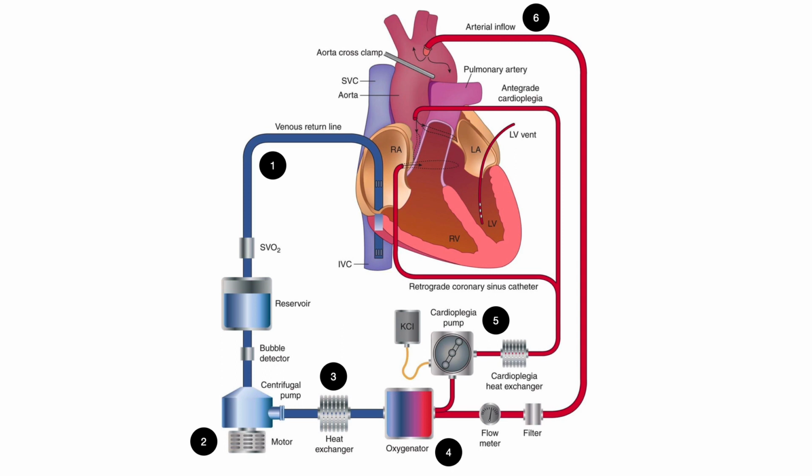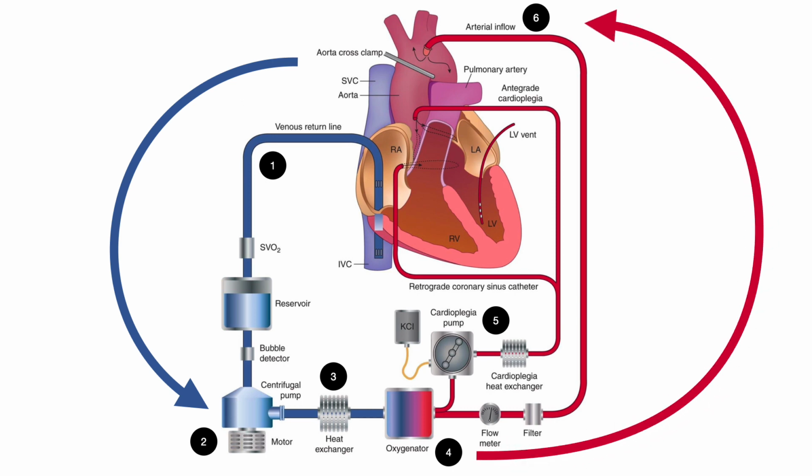Once all these are in place, we can divert deoxygenated blood from the right side of the heart, and we can pump oxygenated blood back into the systemic circulation. The heart and lungs are thereby bypassed.